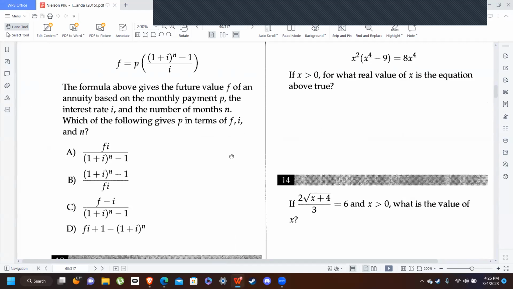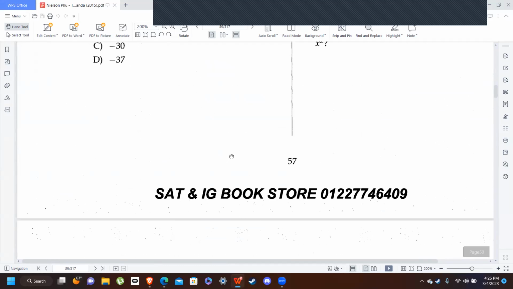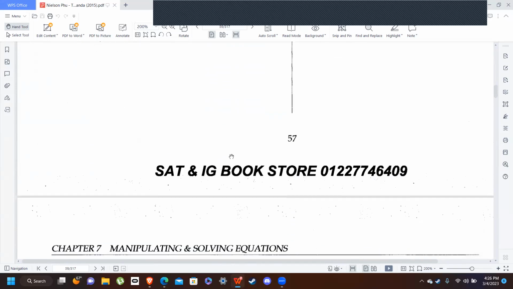Excuse me, sir. The last question that you did, is x negative 9 or is x squared negative 9? X squared is 9. Oh, okay. Because x is negative 3.